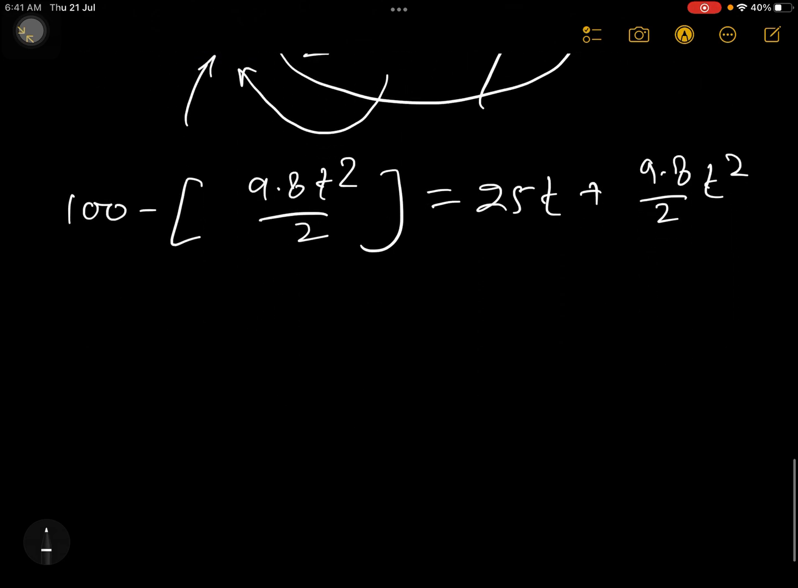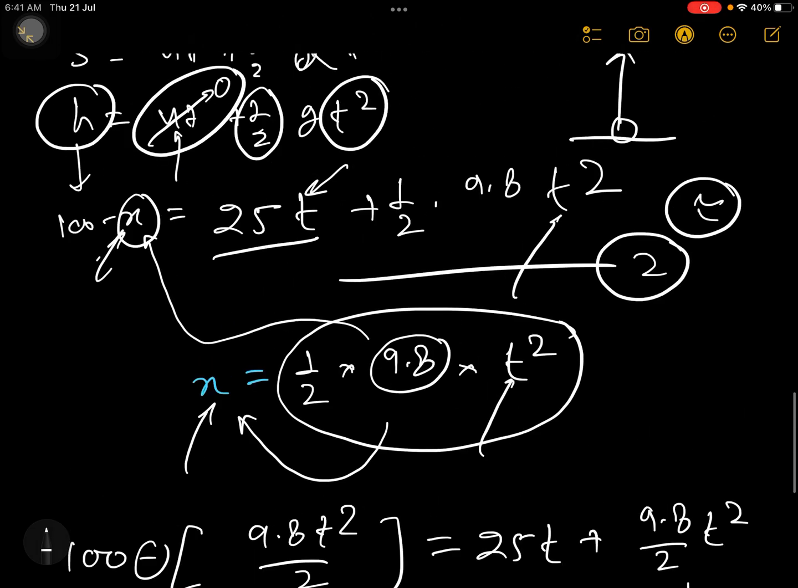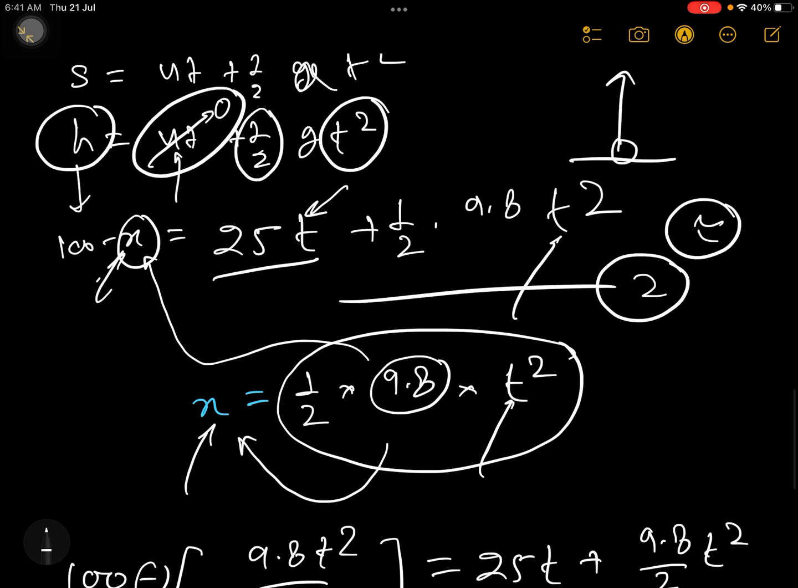You can clearly see this term and this term are totally the same, but here you have a negative sign. So what is the next part? You can take this to that side. Okay, are we making any mistake here? We have made a big mistake here. We have taken 9.8, but we should take minus 9.8.